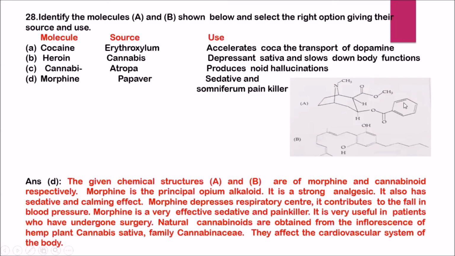Now identify the molecules A and B and select the right option. By looking at the molecules, we can see that the given structures A and B are of morphine and papaver somniferum, and these are used as sedative and painkiller. Morphine is the principal opium alkaloid, and it is a strong analgesic also. It has a sedative and calming effect, and it depresses the respiratory center. Morphine is a very effective sedative and painkiller, and it is usually useful in patients who have undergone surgery. So option D is correct.